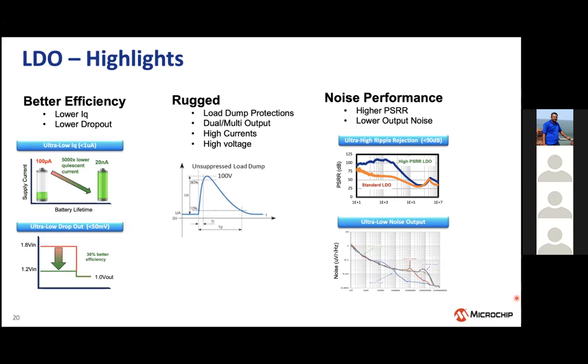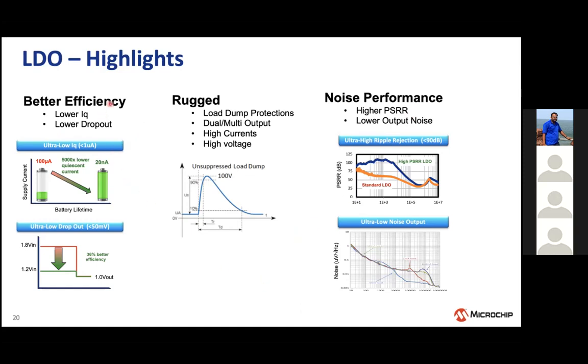It is highly recommended for conversions which are less than 100 milliamps or 200 milliamps kind of current levels, of course in the DC-DC mode. Now with Microchip, today we are industry leaders with better efficiency, rugged, and better noise performance LDOs.